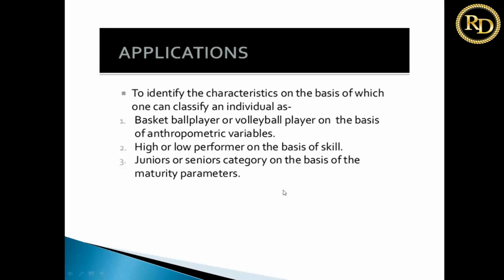Sir, can you explain what is meant by anthropometric variables? So there are many variables: the length of the leg, the length of the arm, and height and weight actually. Basically height and weight parameters are called anthropometric measurements. You can search for that as well. Okay.